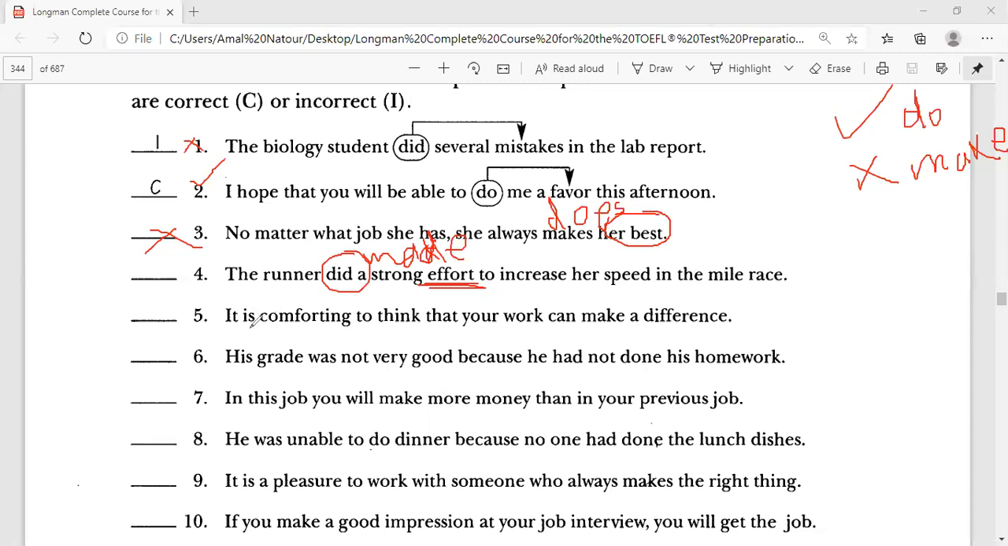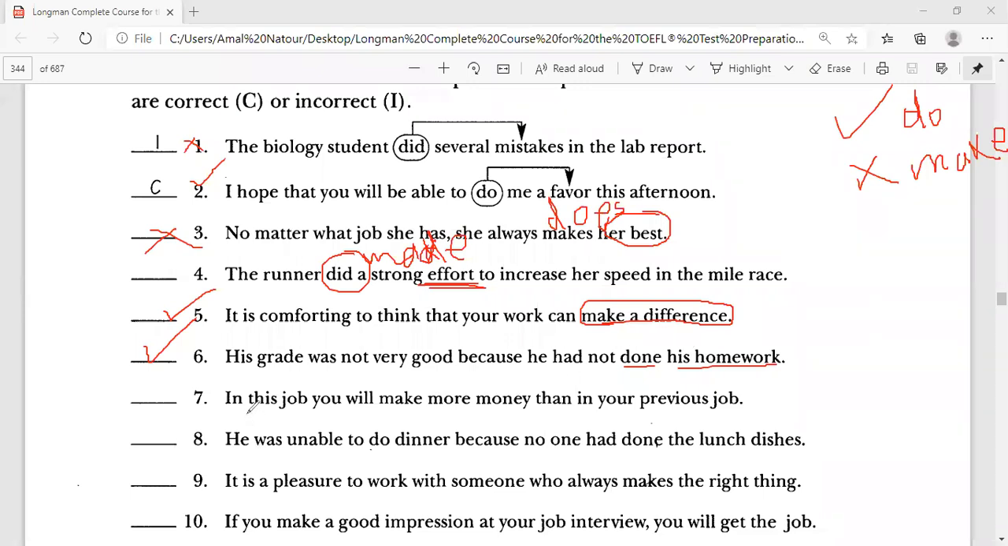Number 5, it is comforting to think that your work can make a difference. Make a difference. Yes, this is correct. Because when you want to make a difference, okay, you have to use your mind to be creative. And this is right. Number 6, his grade was not very good because he had not done his homework. Do your homework. Is that right? Yes, right. Any work, I have to use the verb do.